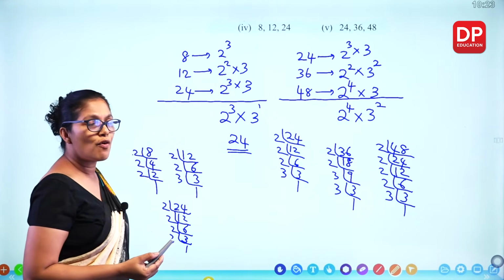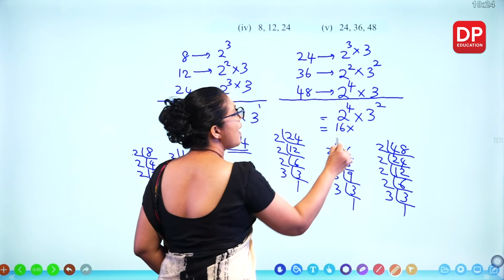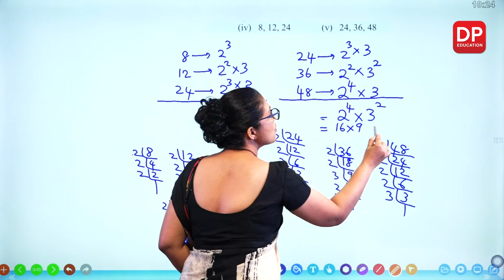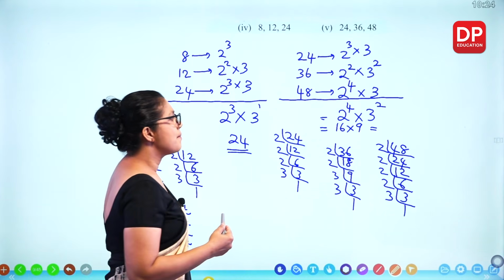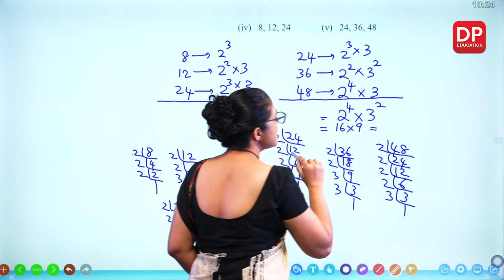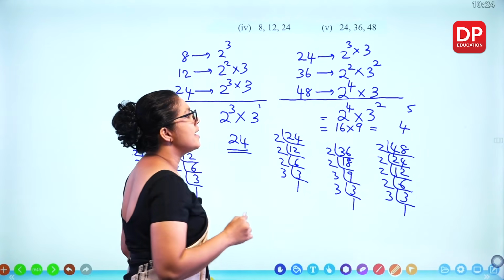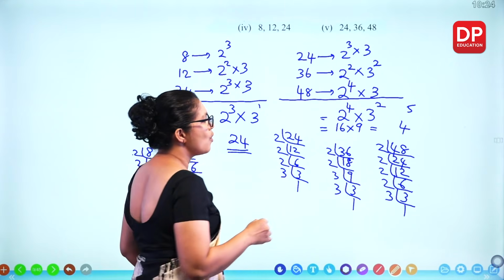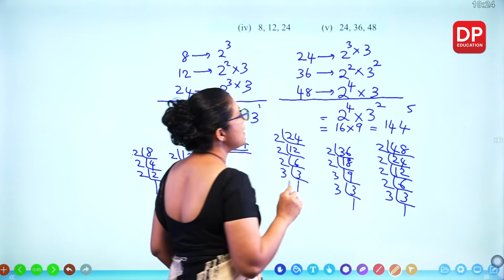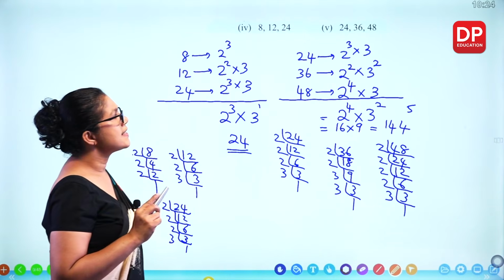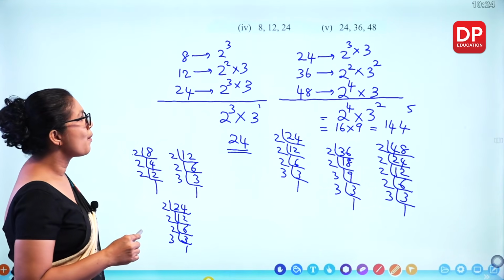So 2 to the power 4 is 16. 3 squared is 9. So 16 times 9 is the least common multiple. So 9 times 6, 54, 5 remaining, 9 times 1, 9, 9 plus 4, 14. So what's the least common multiple of 24, 36 and 48? That's 144.